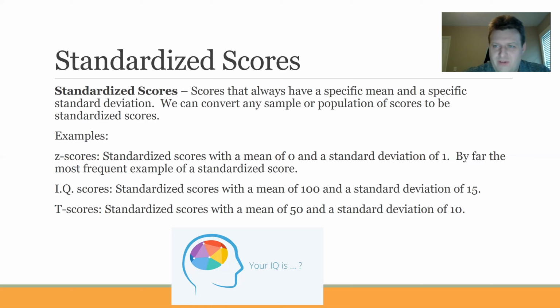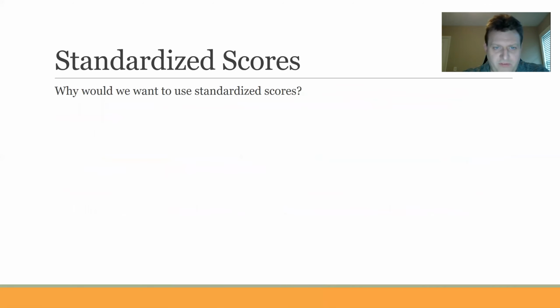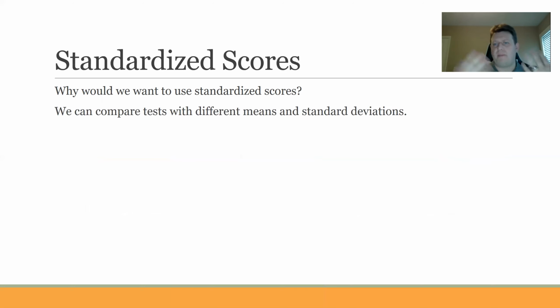Yeah, those are a little bit dubious, but IQ is just a standardized score for a measure of intelligence, hopefully. Okay, those are some examples. So why would we want to use standardized scores? Why do we want to use things like z-scores? Well, one thing is to convert things to a common metric.